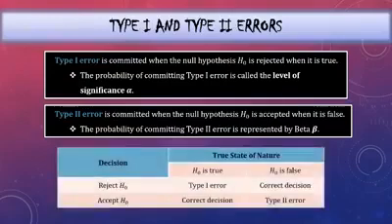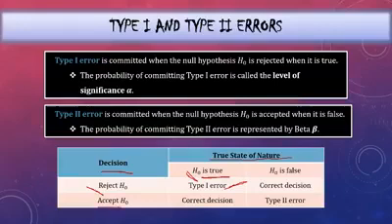So I have here a table that shows a decision and the true state of nature. So this is how you read this. When your null hypothesis is true and you reject that null hypothesis, you are committing a type 1 error. But if your null hypothesis is true and you accept that null hypothesis, meaning you are making the correct decision. And if your null hypothesis is false and you reject that null hypothesis, you are making the correct decision. But if your null hypothesis is false and you accept that null hypothesis, you are committing a type 2 error.